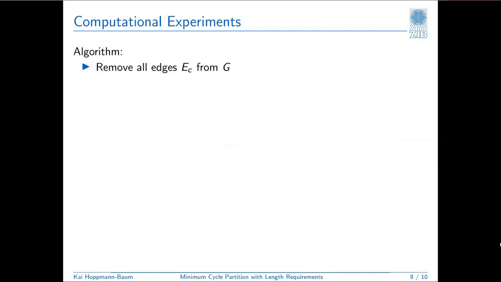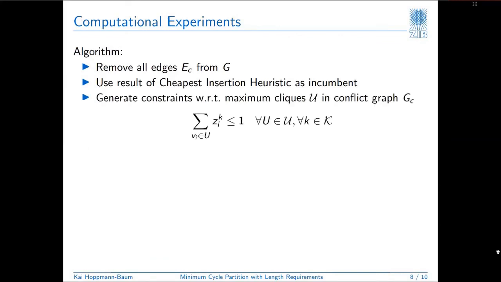Finally, we conducted some computational experiments, and our algorithm is the following. First of all, we remove all edges from G that cannot be contained in a cycle, the set E_C. Then we use the result of a cheapest insertion heuristic that we developed for our problem as incumbent solution, and this also gives us an upper bound on the number of cycles that are necessary. So this also decreases the size of our MIP formulation.